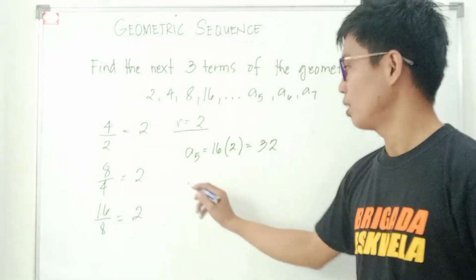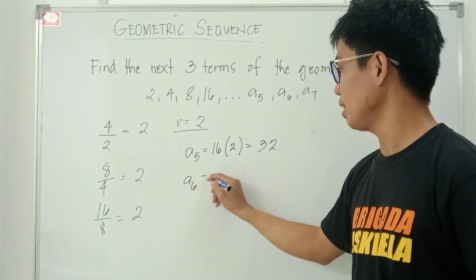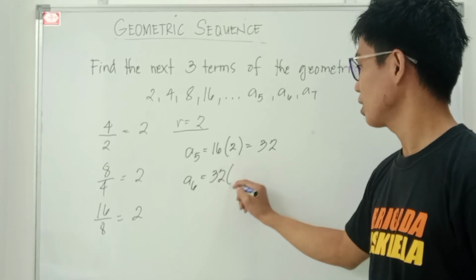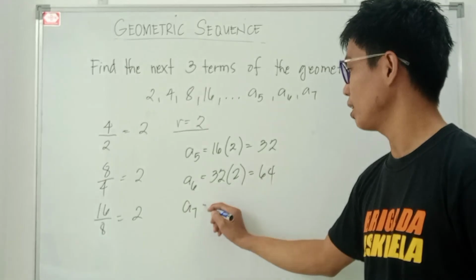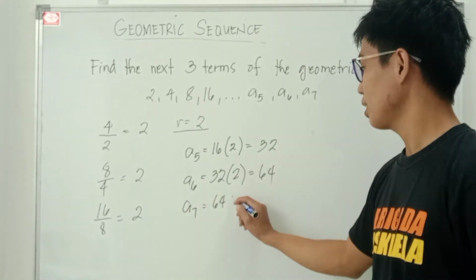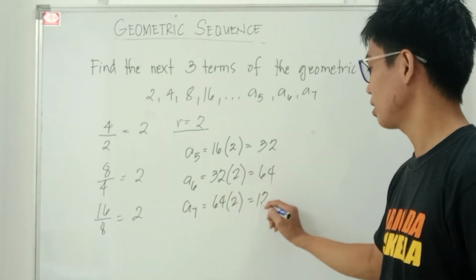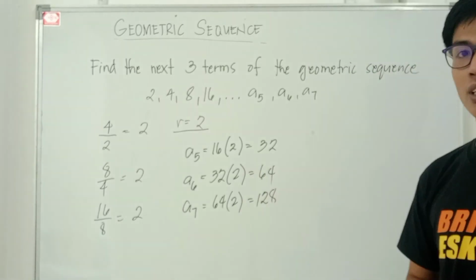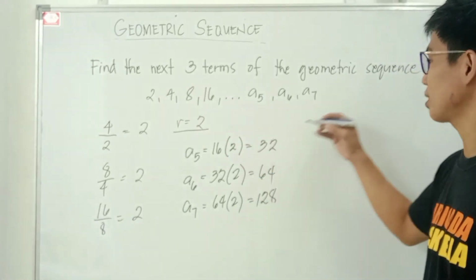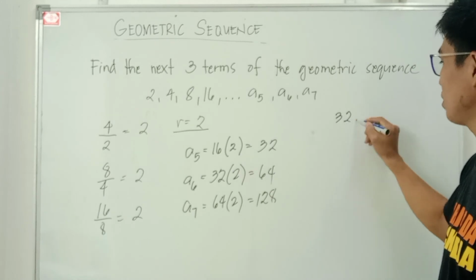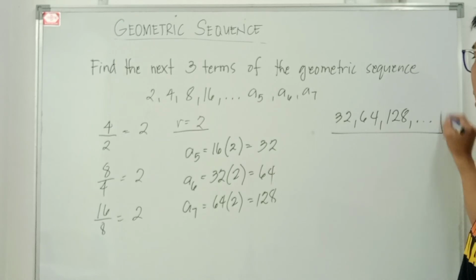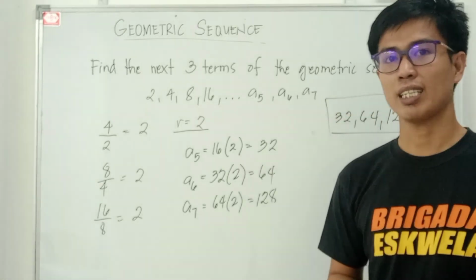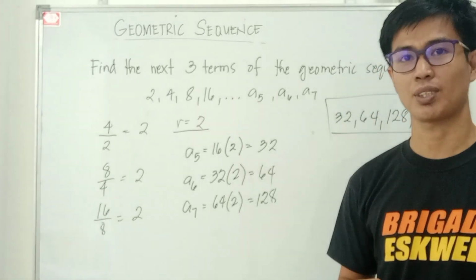So solving for the 5th term, we have the previous term 16 times 2, that is 32. We have a sub 6, 32 times 2, and that is 64. We have a sub 7 equals 64 times 2, and that is 128. So therefore, the next three terms of this sequence are 32, 64, and 128. And that is how you get the next terms of a geometric sequence.